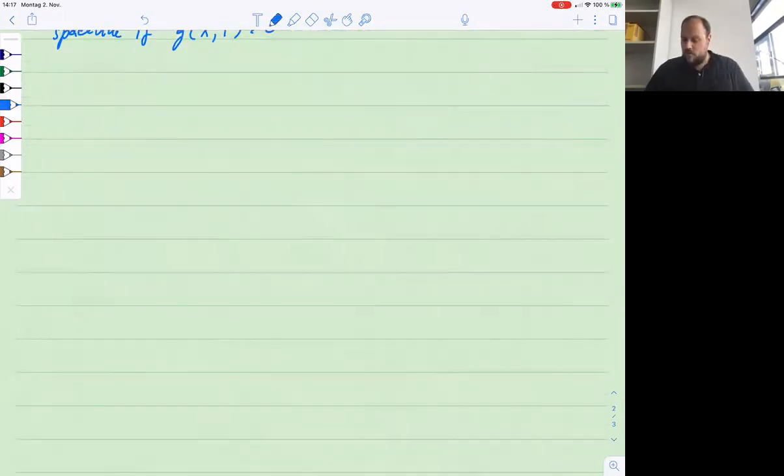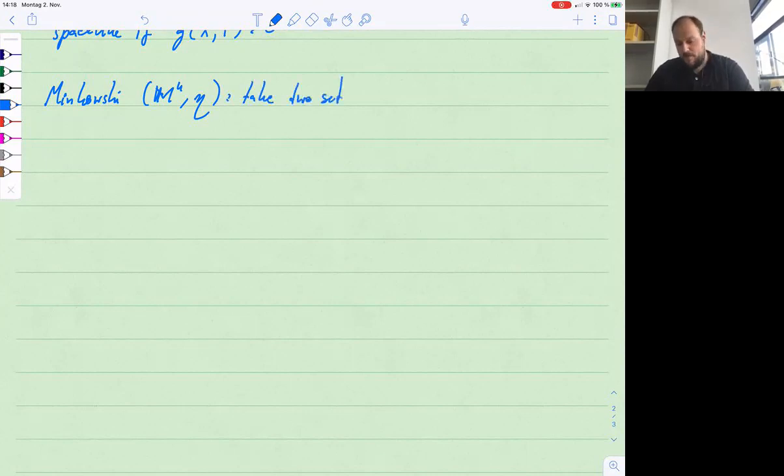Okay, so now we want to define some causal sets in order to understand how to define the event horizon. And so first we start with Minkowski, which is a super easy spacetime. We'll call it the manifold M4 and the metric eta. And we take two sets, one we call S and the other one U. And now we can define the first causal set of Minkowski.